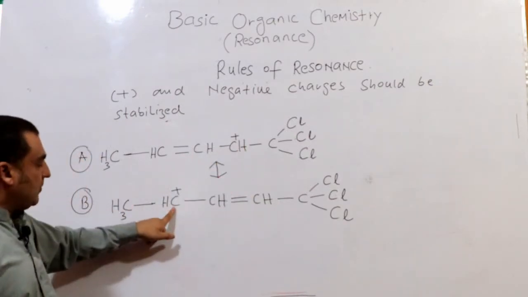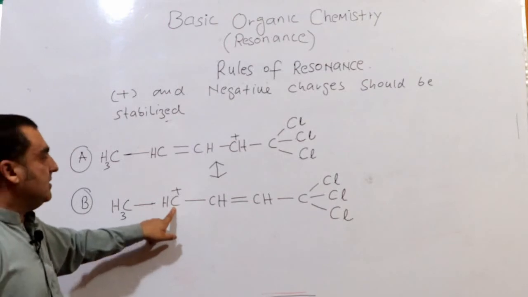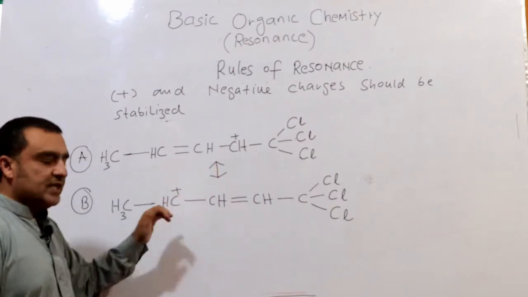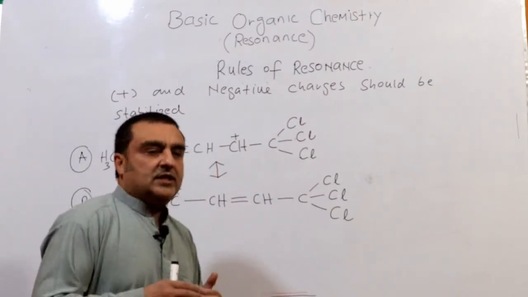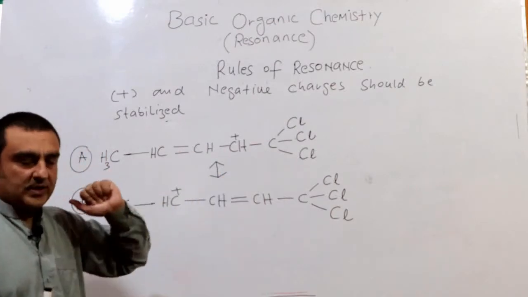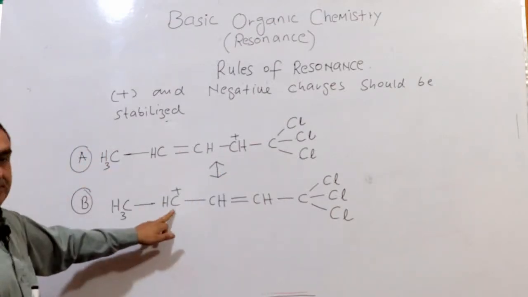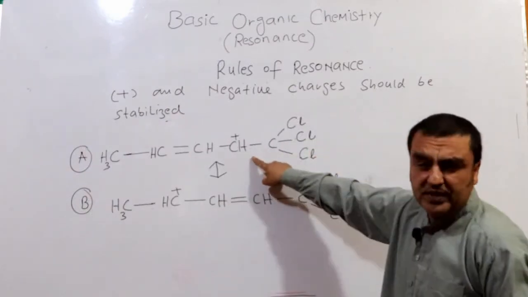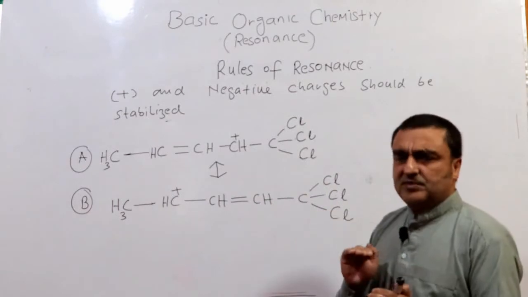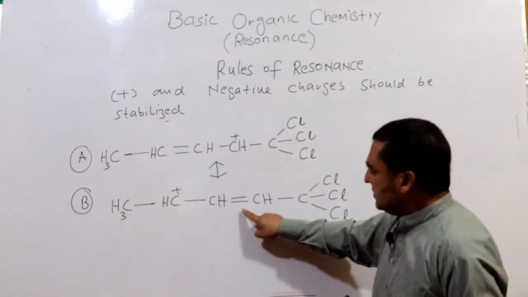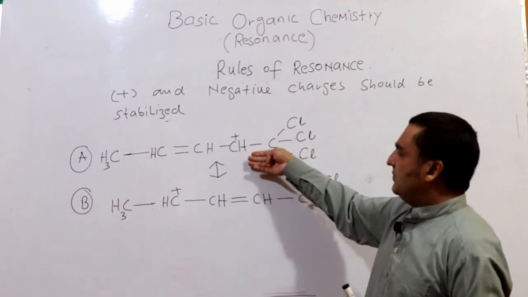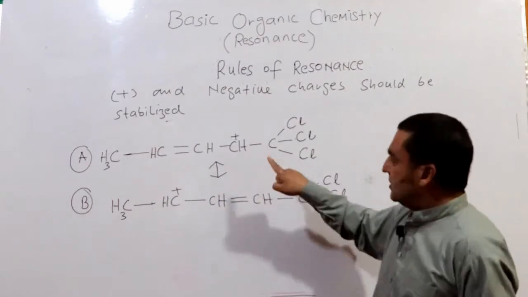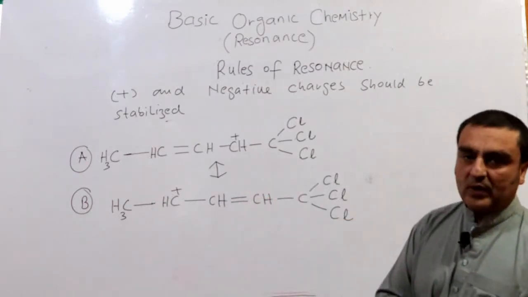Here the positive charge is on this carbon. Here the positive charge is on this carbon. And as you see, both carbons are secondary carbons. Secondary carbon means they are attached to other carbons. But this structure is very bad, and this structure is a little bit okay. Both structures are not actually good, but when we compare them, this is worse and this is good. Why?